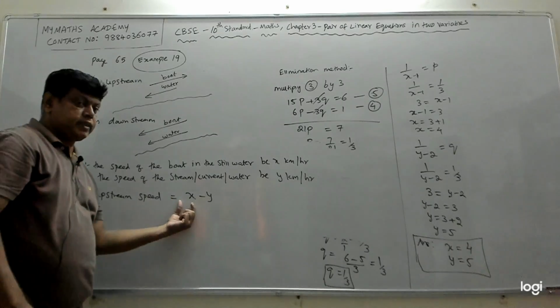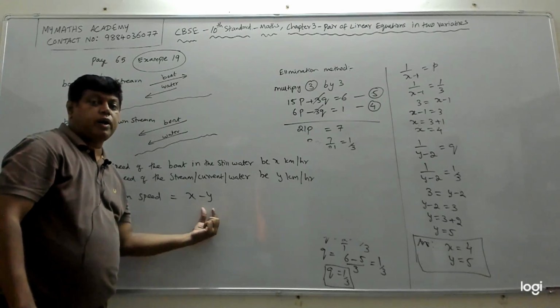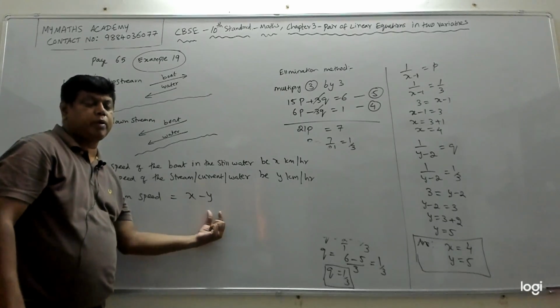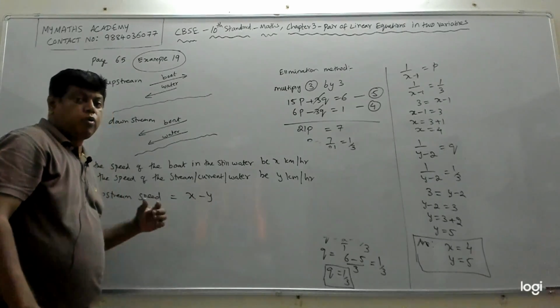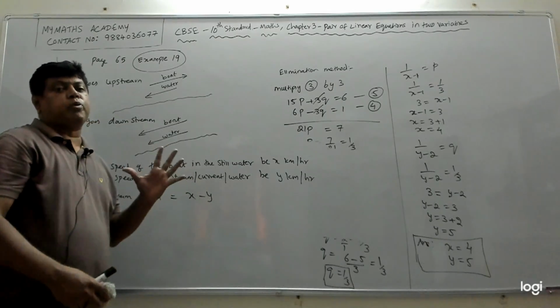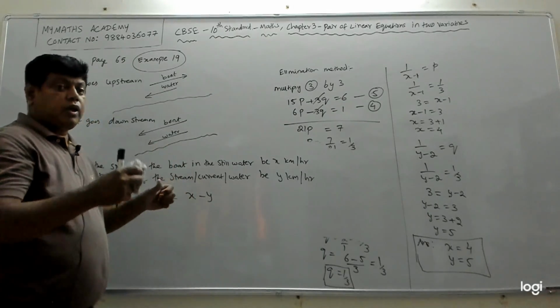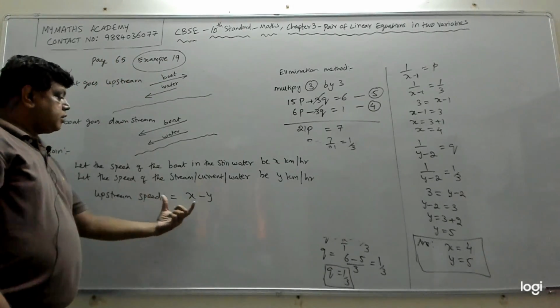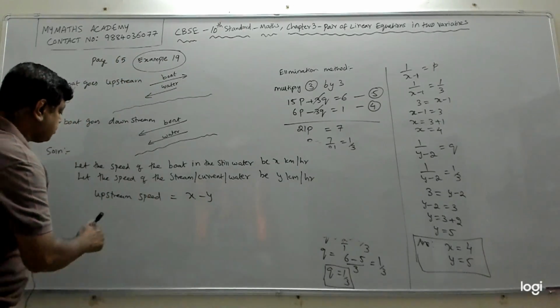You are going at x. Water is flowing at y. The boat is going at x kilometer per hour, and water is flowing at y kilometer per hour. Both are in the opposite direction, so x minus y will be the net speed of the boat. That will be the speed of the boat in the upstream. When you go upstream, this is the upstream speed. Now the downstream speed.